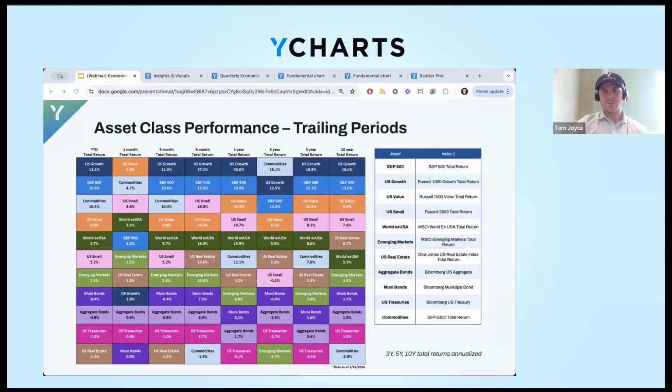Joe, back to you on asset class performance. Indeed. So some good performance there in the quarter. Looking at the asset class performance side of things, this table shows the performance of asset classes over different time frames. US growth was the top total returner in Q4 of 2023, with the S&P 500 coming in second and commodities not too far behind, all of which posted double-digit performances. Things weren't as rosy on the bond side of the ball, which makes sense given that equities rose. Muni bonds were down 0.4%, aggregate bonds down 0.8%, treasuries down 1%, with US real estate being the caboose, down 1.2%. And as you can also see on the right-hand side, we map each asset class to a particular index. For example, all of the bond data that we're using, bond and treasury, are from Bloomberg, whereas US growth and US value are from the Russell 1000.